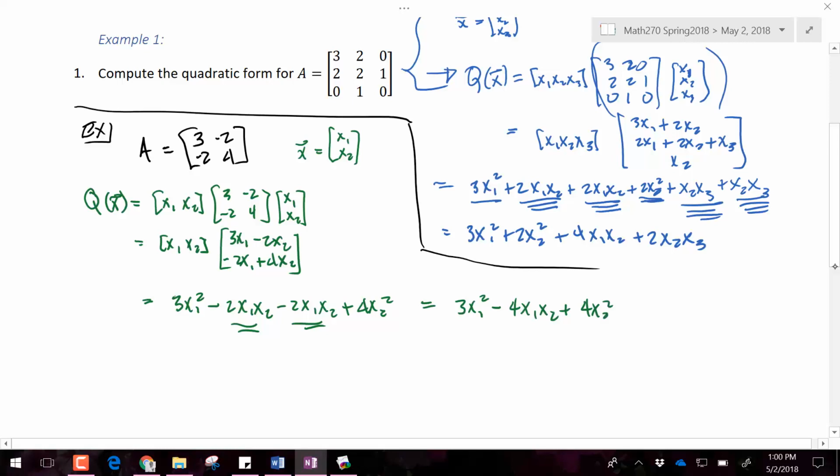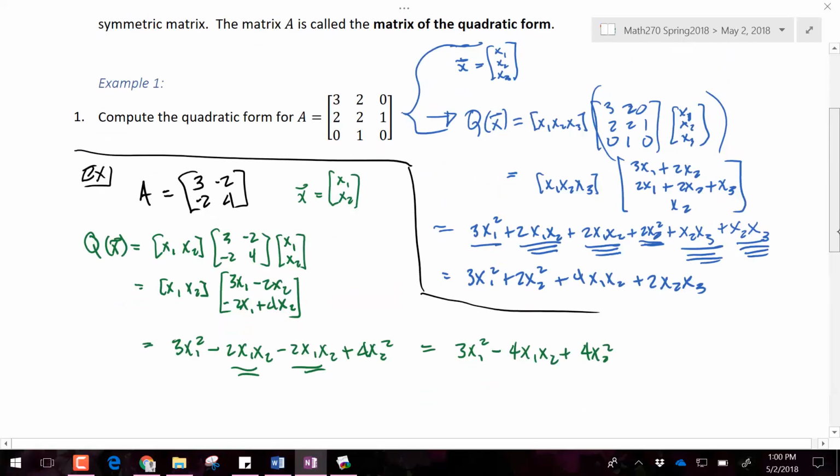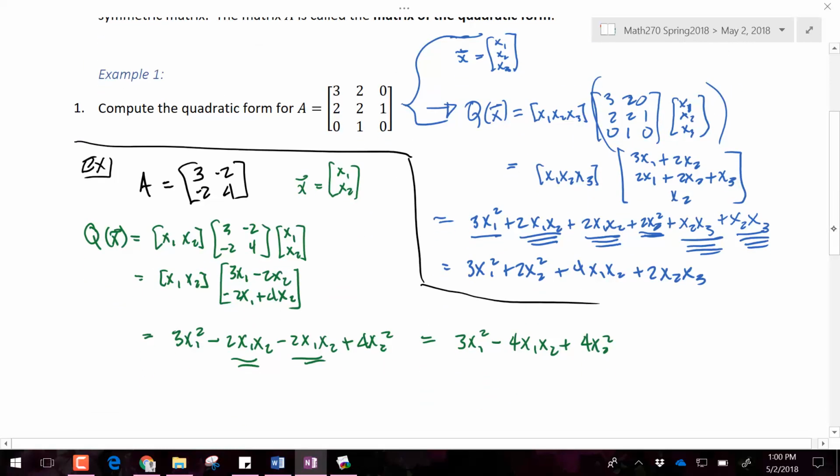4x2 squared. So I'd like for you to look at these two examples and see if you can find a pattern. I'd sure hate to have to multiply things out if there's an easier way to find this.